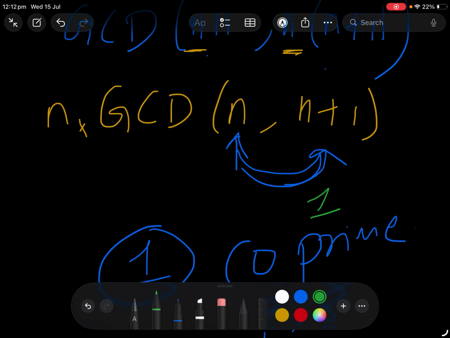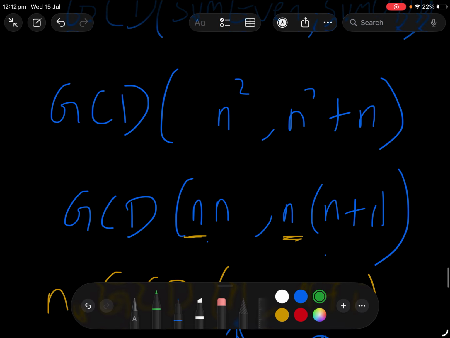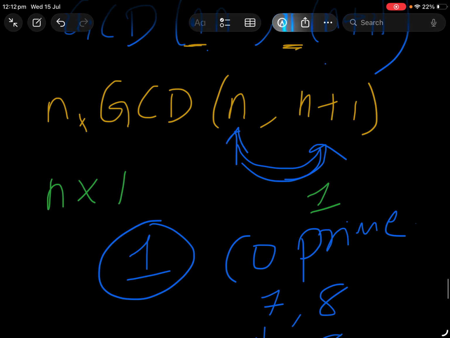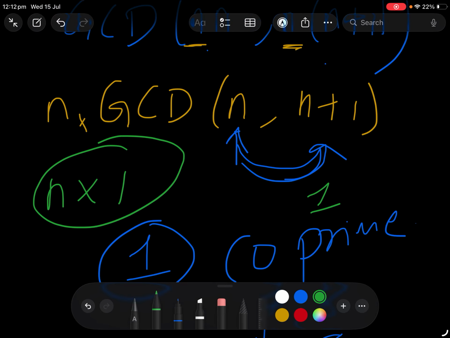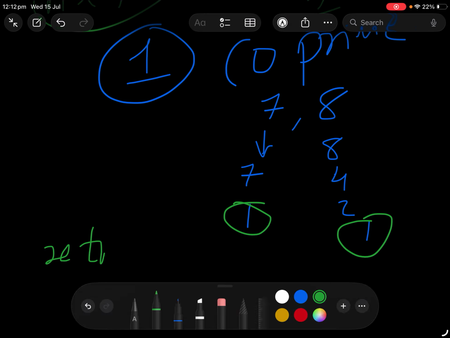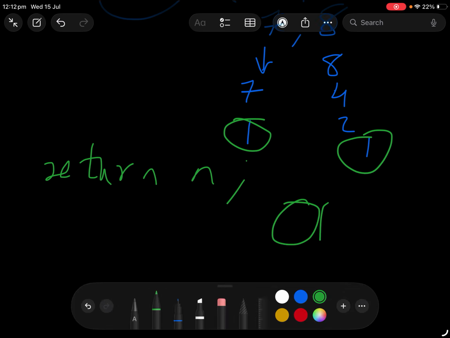So it becomes n multiplied by 1. We were calculating the answer, which was the GCD of our sum even and sum odd, and the answer is n. So we only have to write return n, and our question is solved. The time complexity is obviously big O of 1. If you have any doubt, you can ask in the comments.